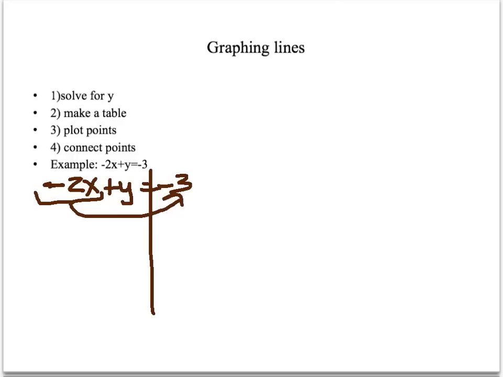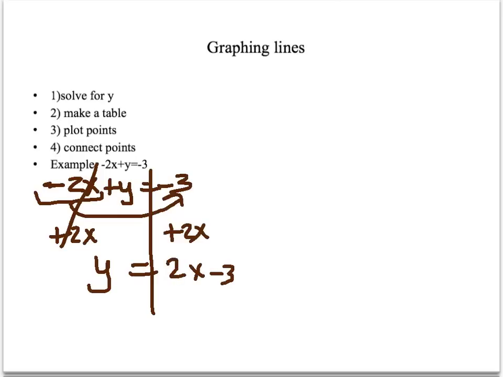To undo it, I've got minus 2x. I'm going to add 2x to both sides. These cancel, and I get y equals. Now I can't mush 3 and 2x together because they're not like terms. So I just have to write them both out: 2x minus 3. Okay, there's my equation. Y equals 2x minus 3.